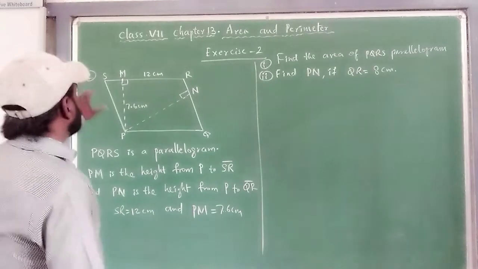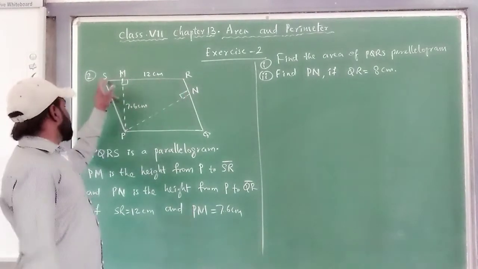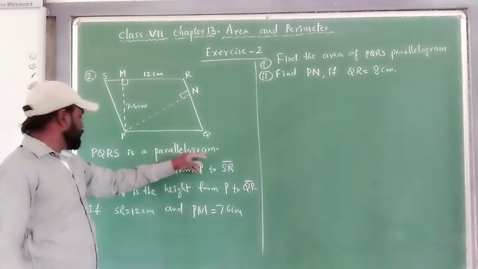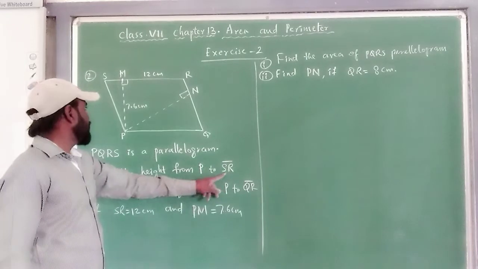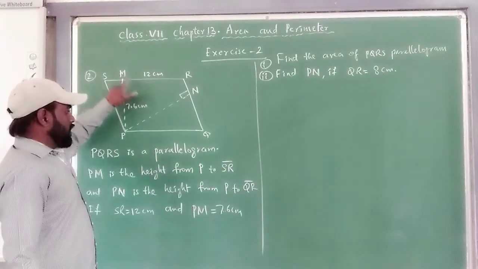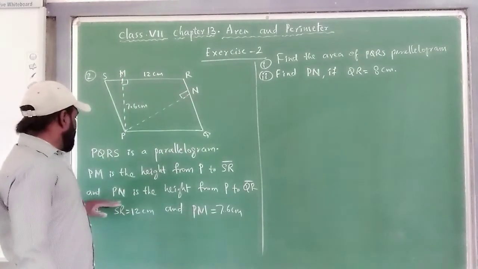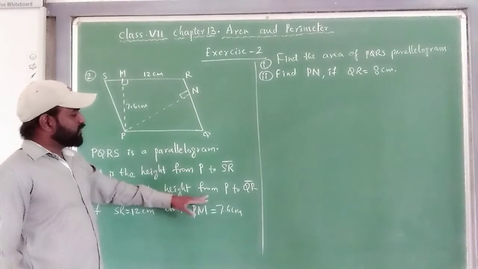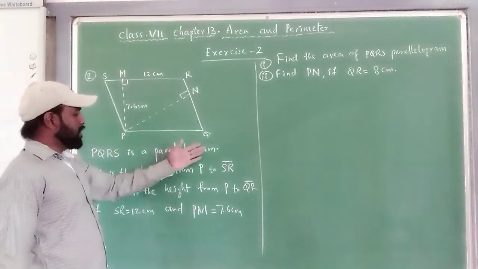See, question number 2. A figure is given. In this, PQRS is a parallelogram and PM is the height from P to SR. SR is this. This is the height. Then PN is the height from P to QR.